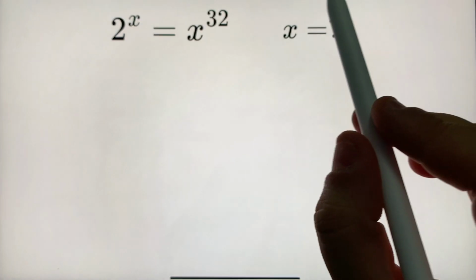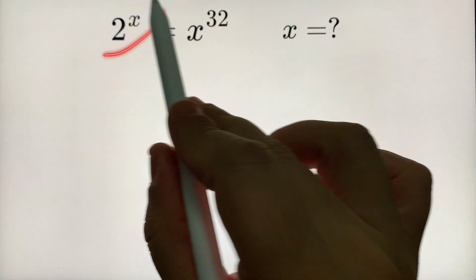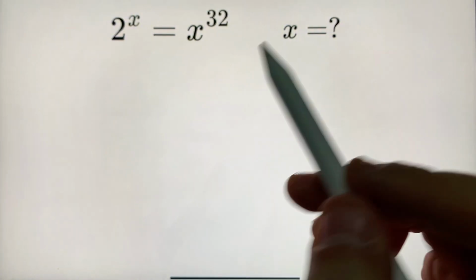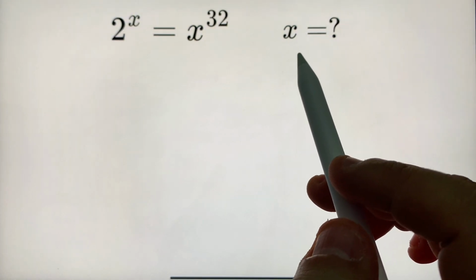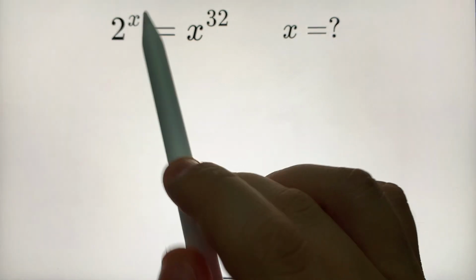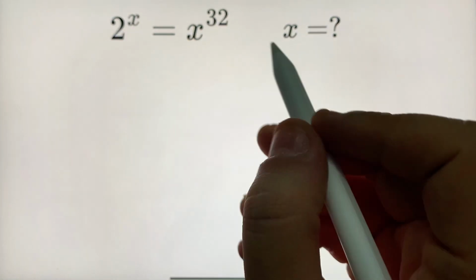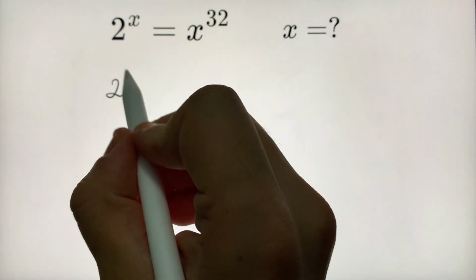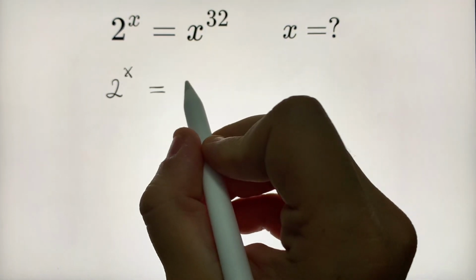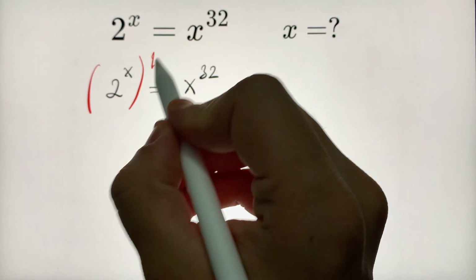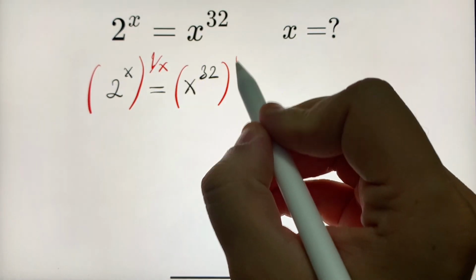Now, if you pay attention to what he gave us first: 2 to the x is equal to x to the 32, and he asked us to find x. So I think, to get rid of this top x on both sides, I take the power 1 over x. So 2 to the x is equal to x to the 32, all to the power 1 over x. And we got 1 over x here.